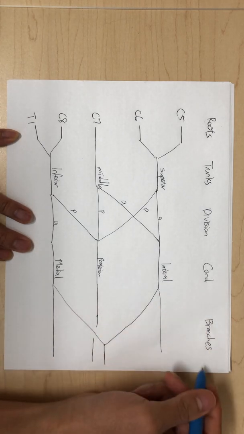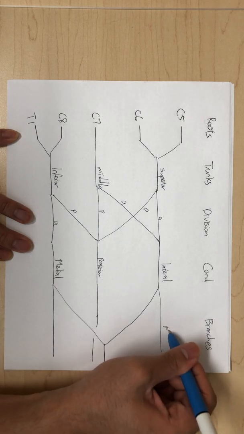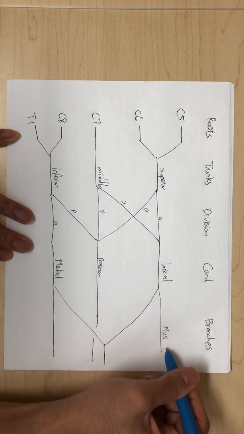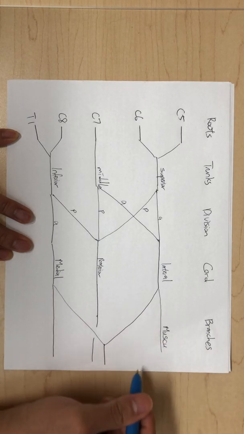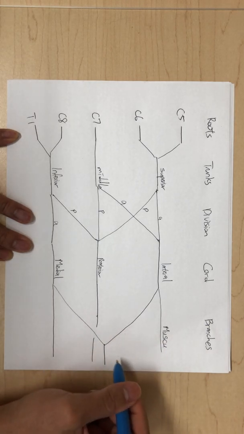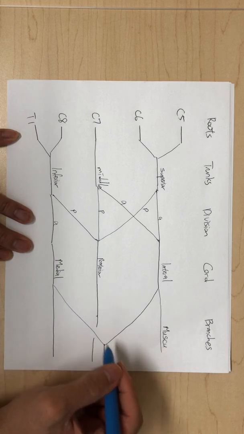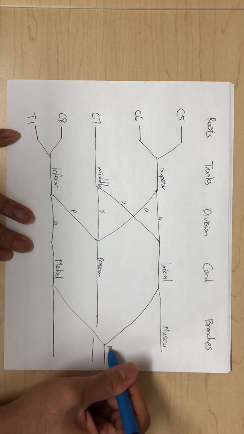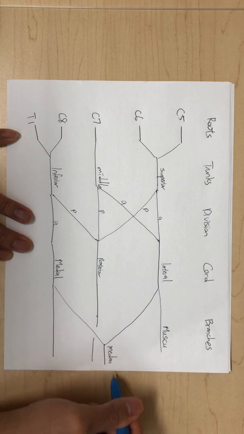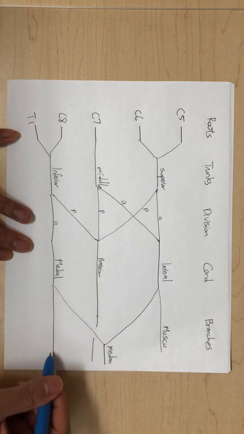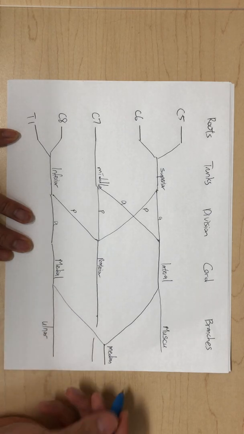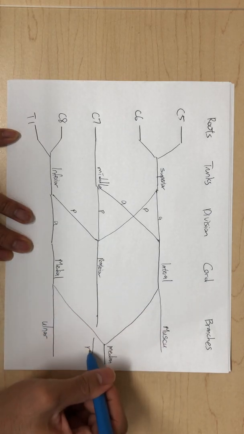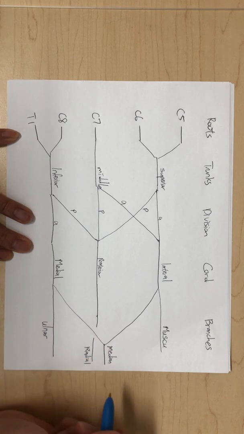So from the lateral cord, you'll get the musculocutaneous nerve. And from the joining of the lateral and medial cord, you'll get the median nerve. From the medial cord, you get the ulnar nerve. And from the posterior cord, as an extension of it, you get the radial nerve. So that's the basis of it.